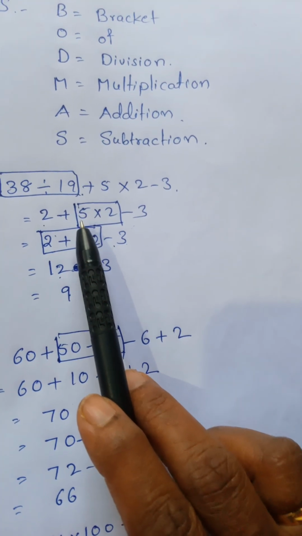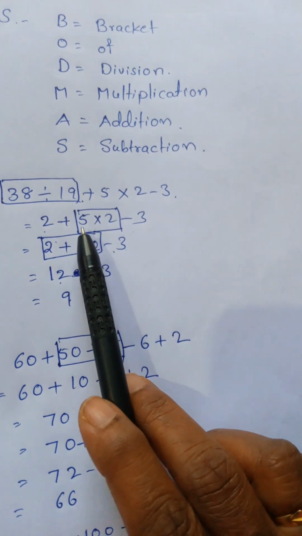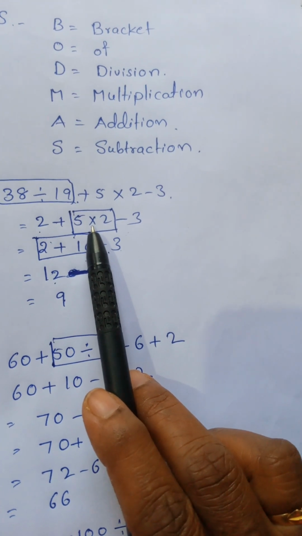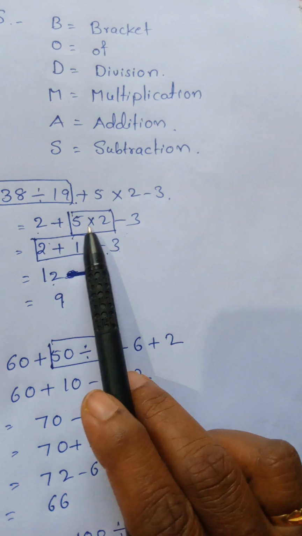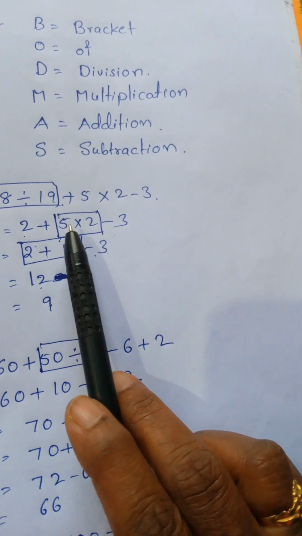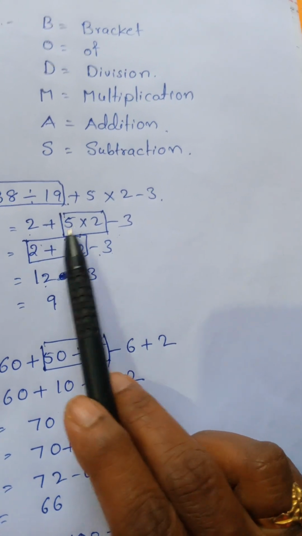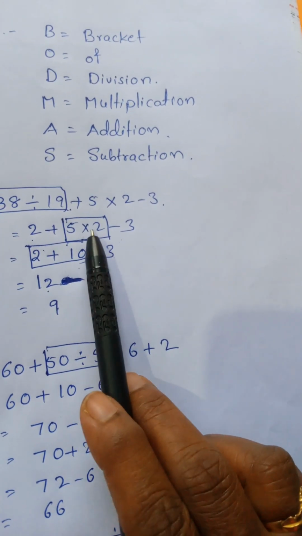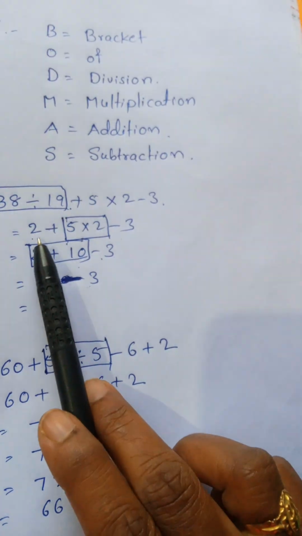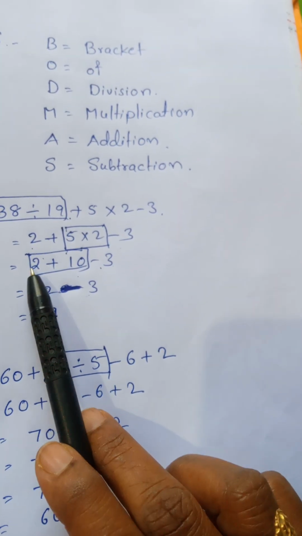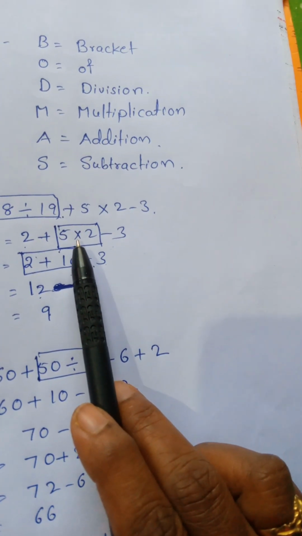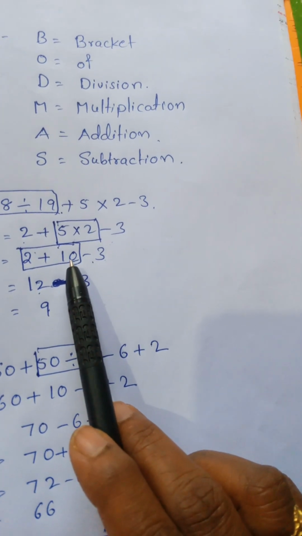Here, where is the multiplication symbol? Between 5 and 2 there is the multiplication symbol. So now you can simplify this one. 5 twos are how much? 5 twos are 10. Now simplify and write the answer. Remaining same: 2 as it is, plus as it is. Then we simplify and get the answer 10.